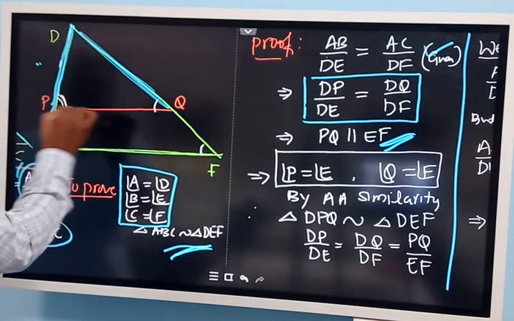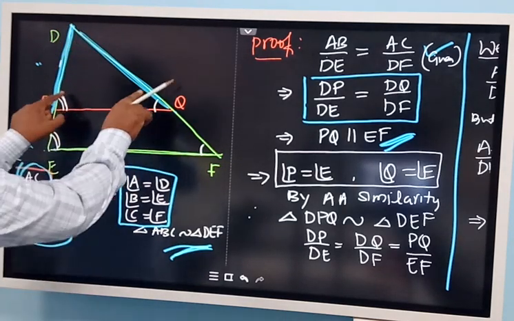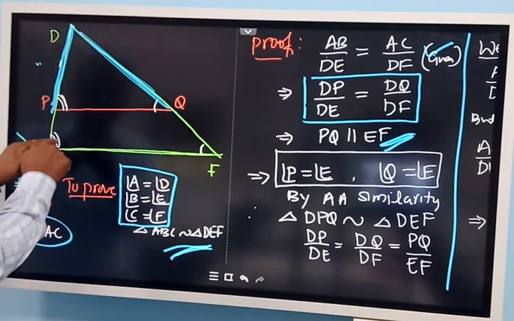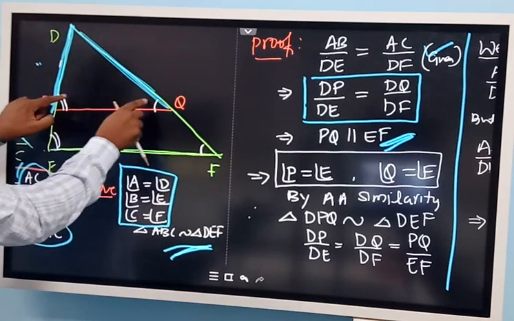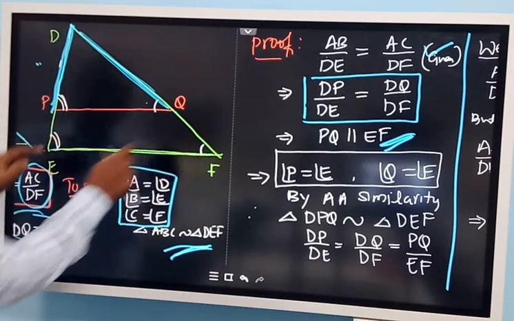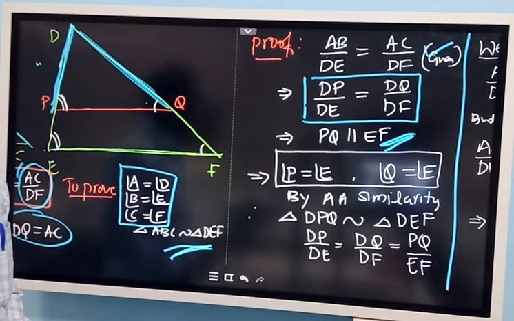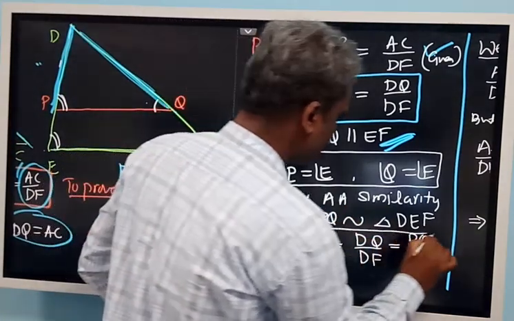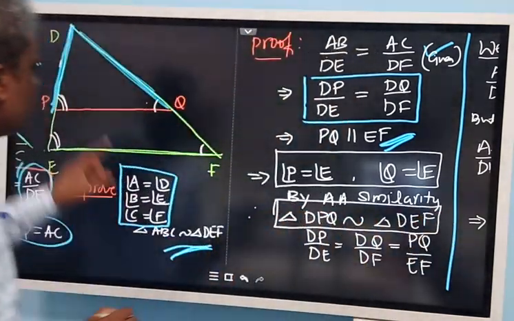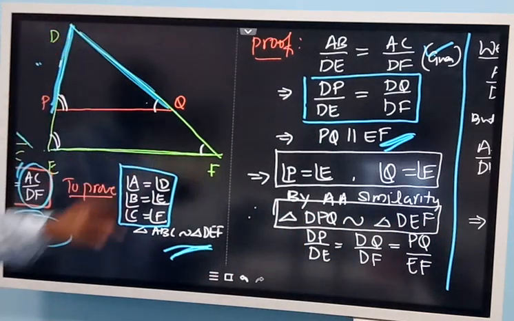By AA similarity, if two angles of one triangle are equal to two angles of another triangle, in this smaller triangle these two angles, in the bigger triangle these two angles are equal. So by AA similarity, I can conclude triangle DPQ is similar to DEF.